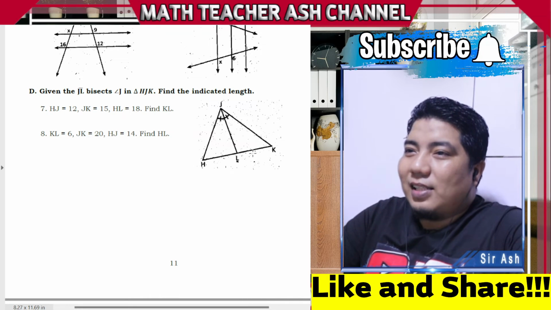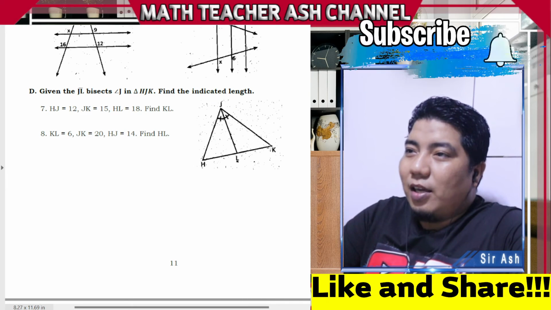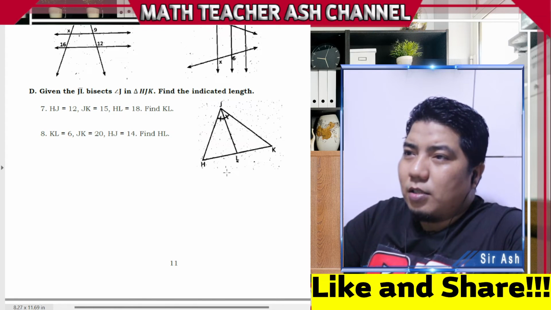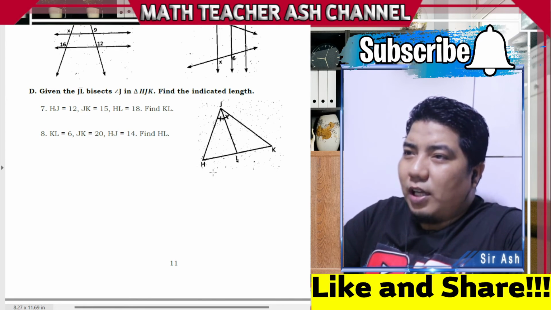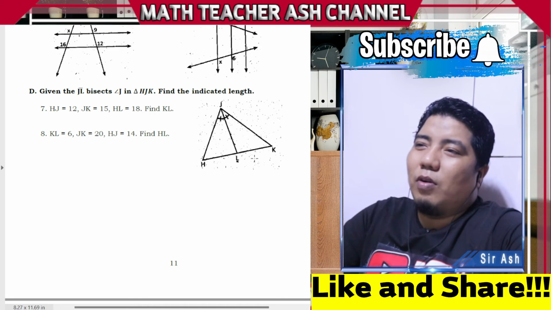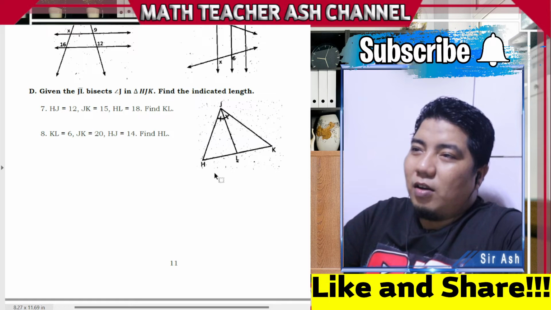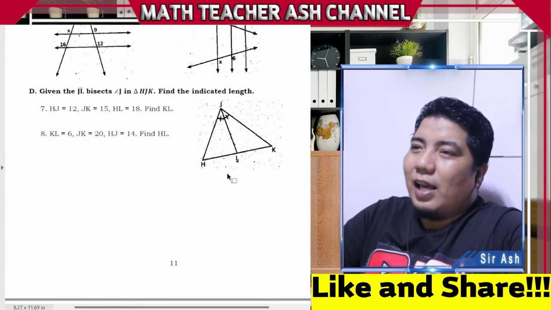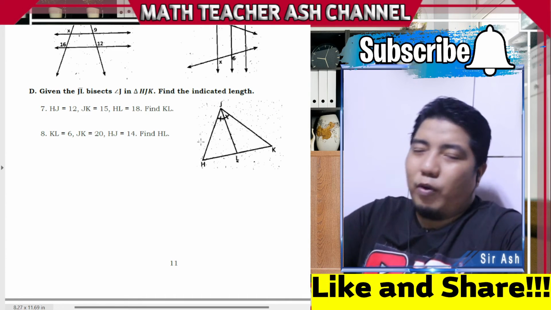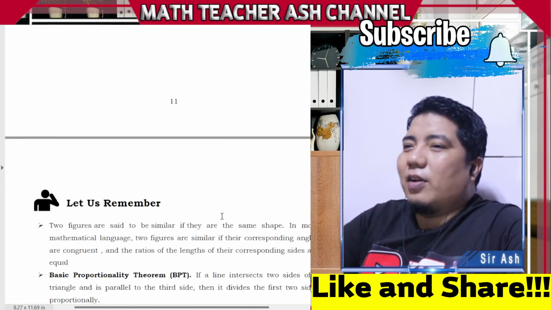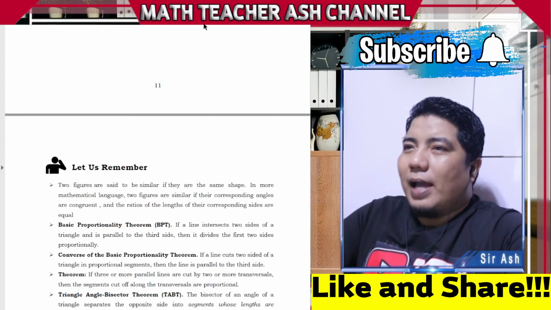Okay. How about this? KL. Okay. KL is 6. JK is 20. Okay. HJ is 14. What is HL? Okay. So, of course, if this is X, so if you start here, okay, so that would be 6 over X and then 20 over 14. Okay? So, if you cross multiply that and then divide it. Okay, I hope that is very clear, my dear math learners.